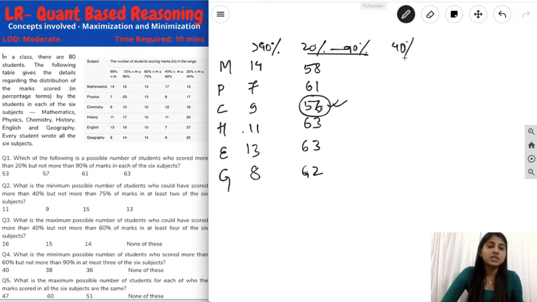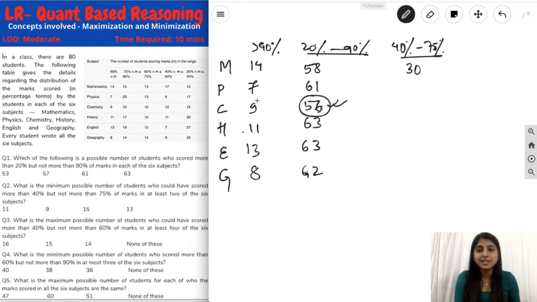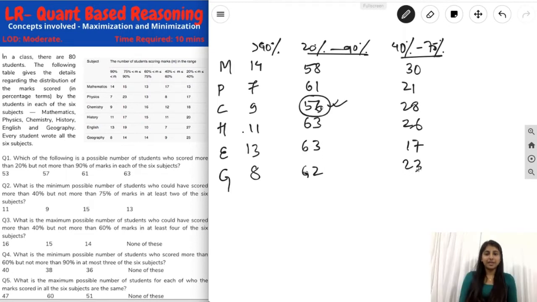From 40 to 75, if I take maths, it is going to be 13 plus 17, which is 30. For physics, it's 13 plus 8, which is 21. For chemistry, it's 28. For history, it's 26. For English, 17. And for geography, 14 plus 9, 23. So once we have got these values in the range of 40 to 75 for individual subjects, we are going to take a sum of them.